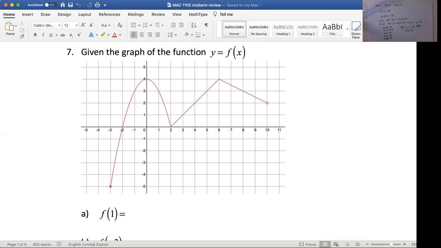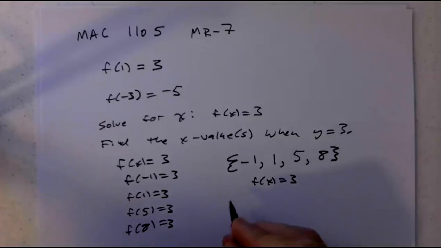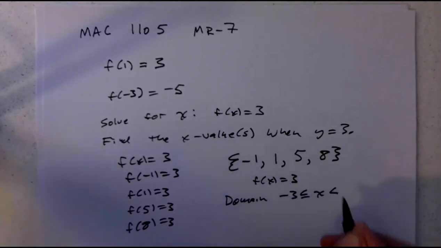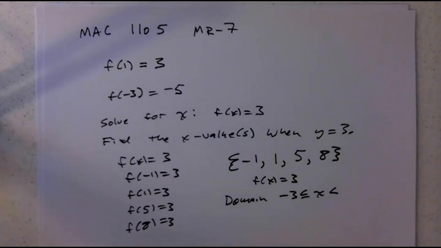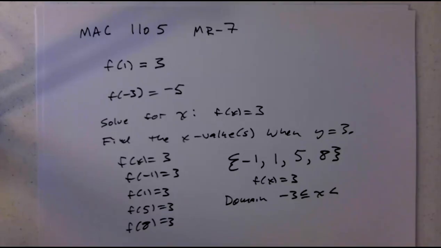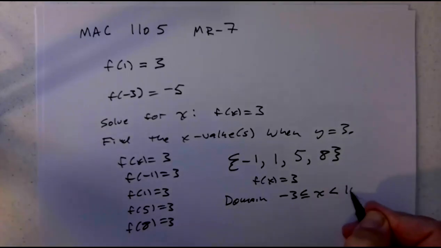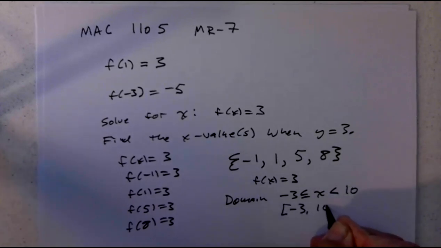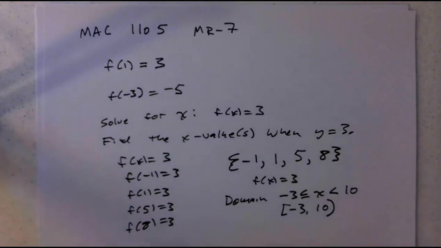So what our domain would be is from negative 3, negative 3 less than or equal to x less than, yes, take a look one more time. It is an open circle. It is less than 10. It does not include 10. So the way I write that in interval notation is square bracket -3, 10 round bracket.